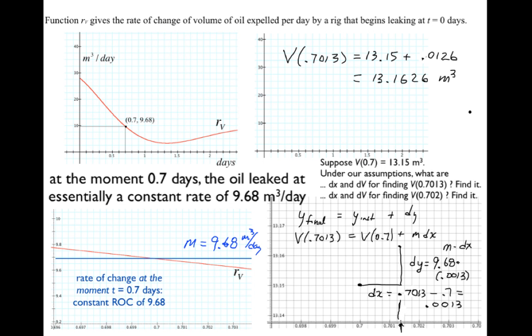Now we're finding accumulated amount. So over here, we're at meters cubed, okay? And so that was that final amount right there. The y value right here is that 13.1626, which we got from this very important principle: final value of an amount is the initial value plus its change.